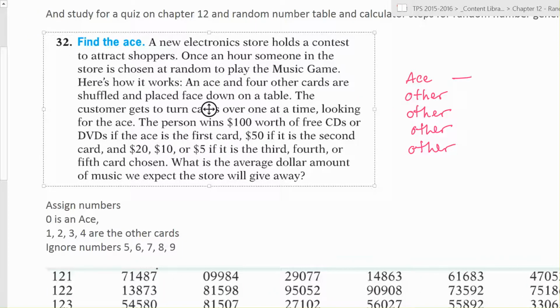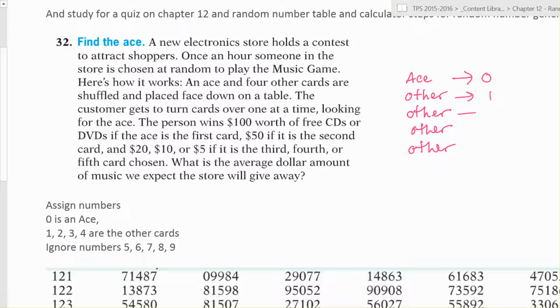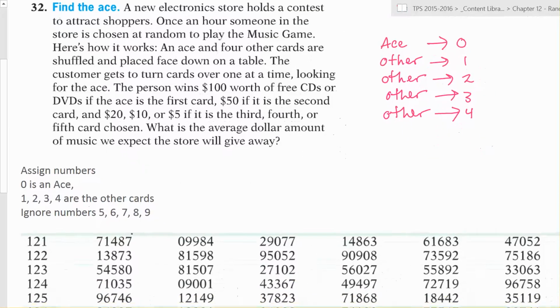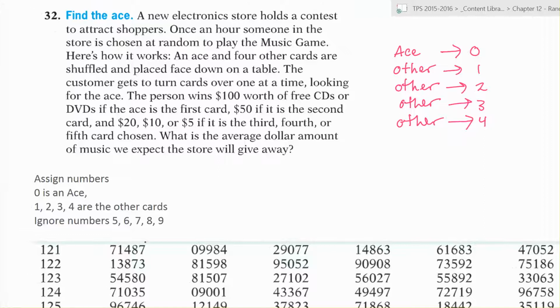We should assign them numbers. Let's say the ace can be represented by the number 0. There could be 1, 2, 3, 4. Okay, so we give each of the other cards a unique number to show that they are each different cards. Okay, then we're given some information.